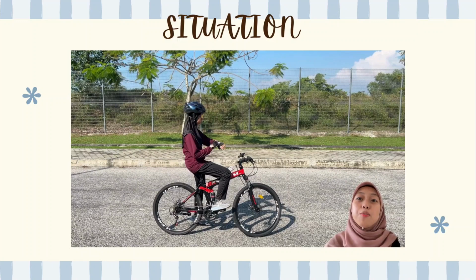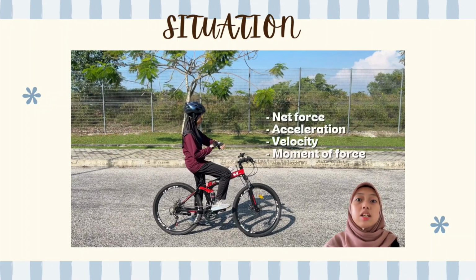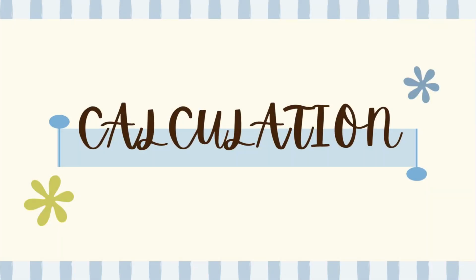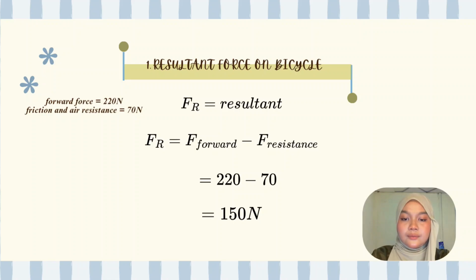This data will now be used by our team to analyze the net force, acceleration, velocity, and moment of force of this motion. Okay. Next, to begin with the calculation, the first one we have right here is to calculate the resultant force on the bicycle. So the resultant force FR is equal to force forward minus force resistance. The information here: force forward is equal to 220 and friction and air resistance is equal to 70. So 220 minus 70 and we get 150 Newton for the resultant force.